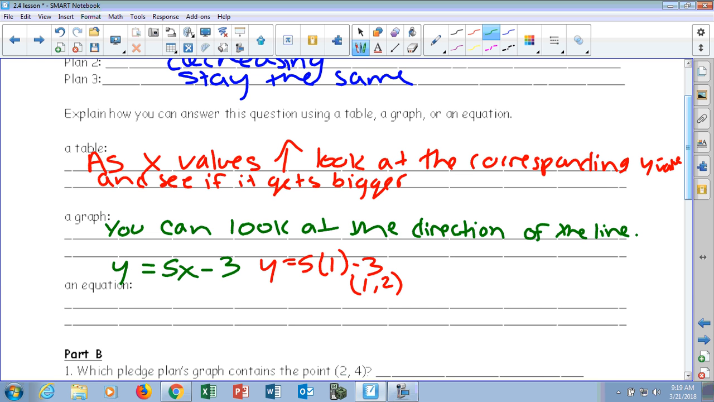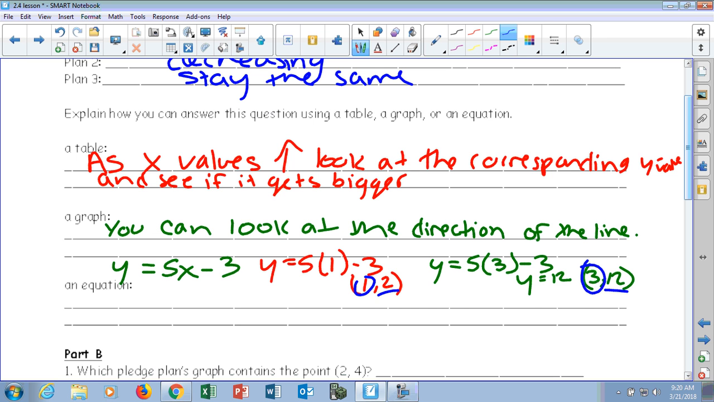So what number do you want to pick? 0 is not greater than 1. Say another one. 3. I can do 3. So y equals, what's 5 times 3? 15. And then minus 3? 12. So my y equals 12, which means when my x increased from 1 to 3, did my y increase, decrease, or stay the same? They increased. So that's how you can determine it by just looking at an equation.